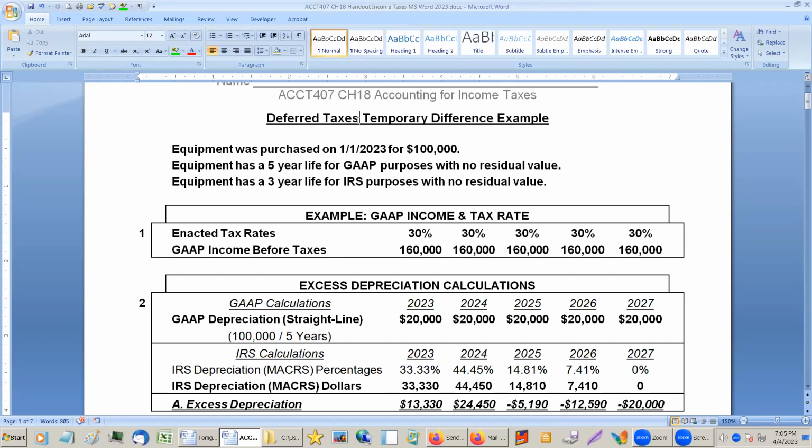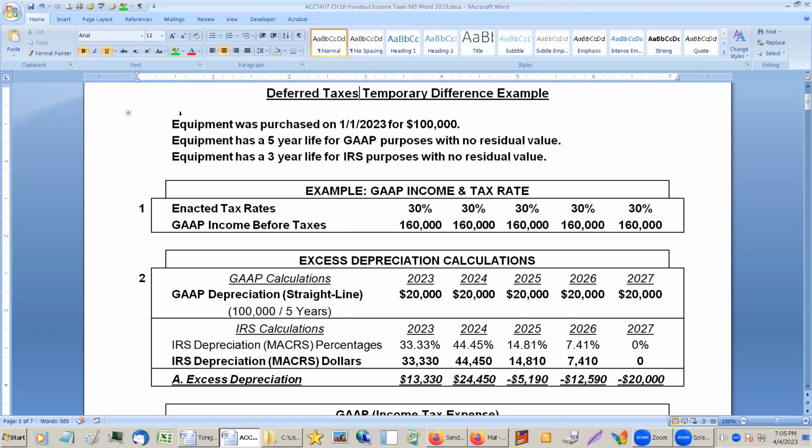So, temporary tax difference example. All right, so we bought some equipment for 100,000. For GAAP purposes, we're going to have it for 5 years with no residual value. And for IRS purposes, it's going to be 3 years.